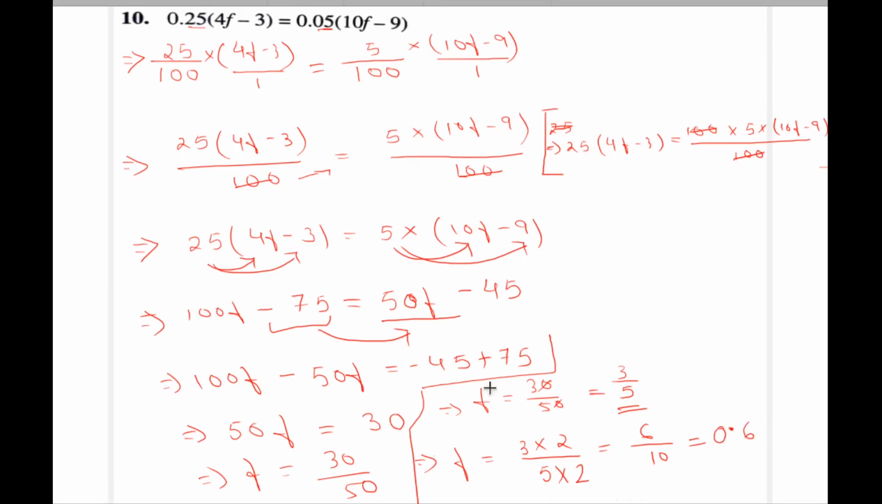Okay, now see this sum, the answer can be 30 by 50. If you do up to here, this is also correct. If you do it here, it is also correct. And if you want to do this extra step, this is also correct.